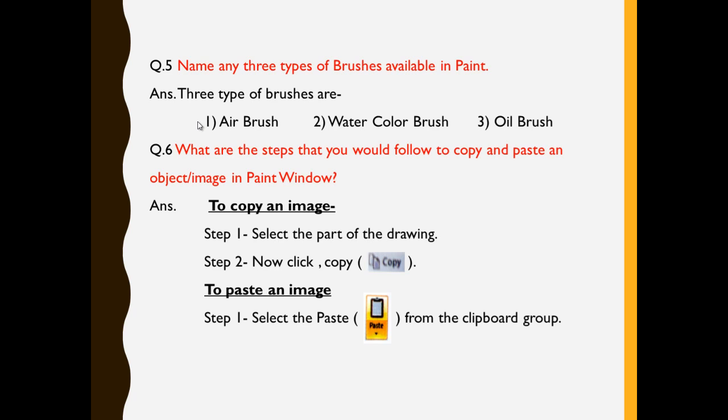What are the steps that you would follow to copy and paste an object or image in Paint window? To copy an image, step number 1, select the part of the drawing. Now click copy. And to paste an image, select the part from the clipboard group and click on paste.